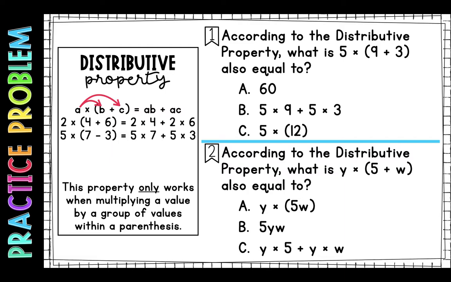All right, let's check your work. So for the first one, all of these answers are actually equal to this equation, but only one shows the distributive property, and that would be B. Remember, we would distribute the 5 to both of the values within the parentheses. So this expression is also equal to 5 times 9 plus 5 times 3. For the second one, I would distribute the y to everything in the parentheses. So I should have selected C, because that shows that I'm to have y times 5 plus y times w.